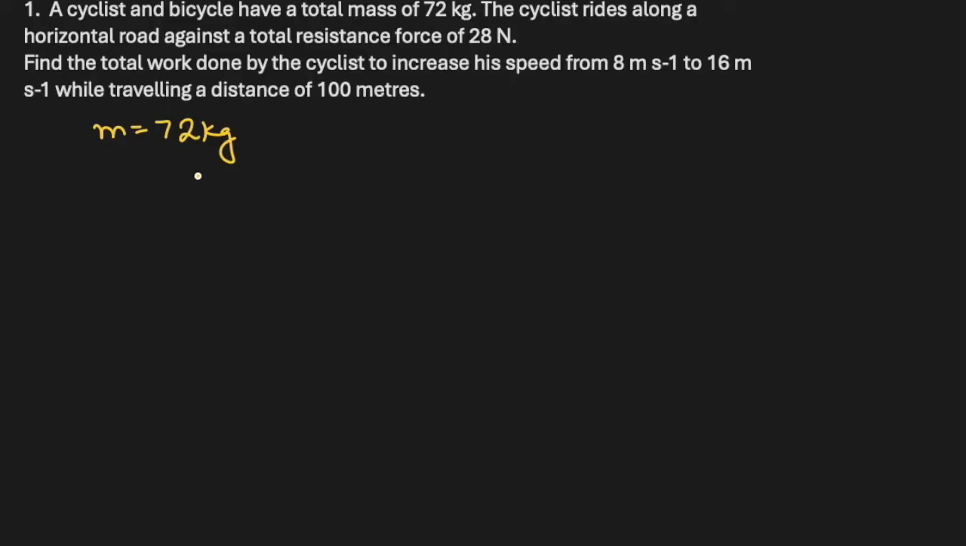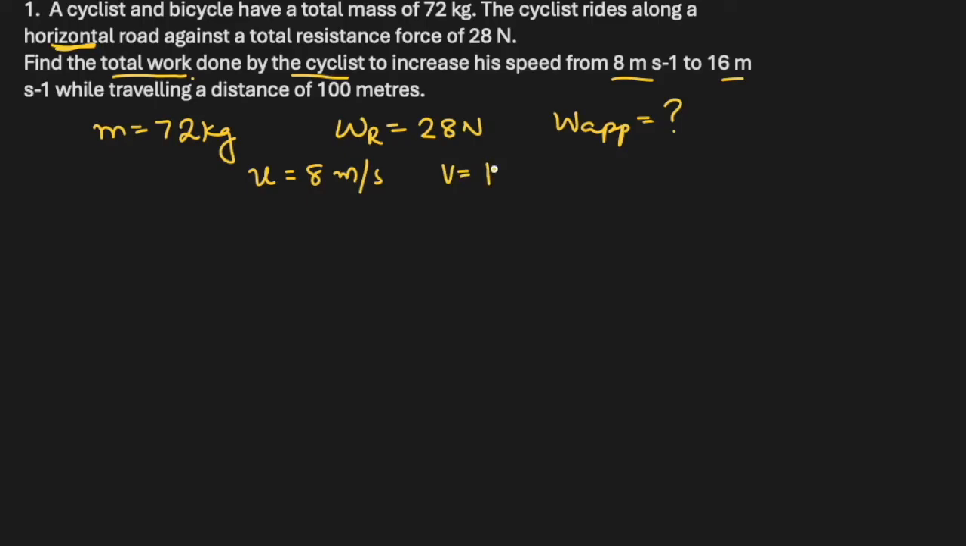The cyclist rides along a horizontal road against a total resistance force of 28 newtons. Find the total work done by the cyclist. That means they're asking for the work done by the applied force by the cyclist to increase its speed from an initial velocity of 8 meters per second to a final velocity of 16 meters per second while traveling a distance of 100 meters.